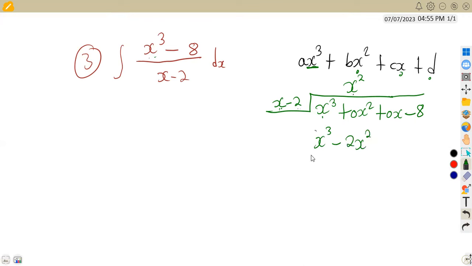After multiplying, subtract. So you're going to subtract everything in this case, all right? So here, this is x cubed minus x cubed. These are the equal terms. They are just the same. So they give you a 0.